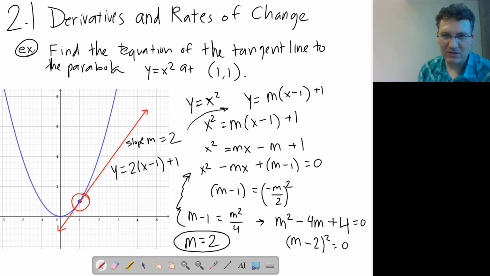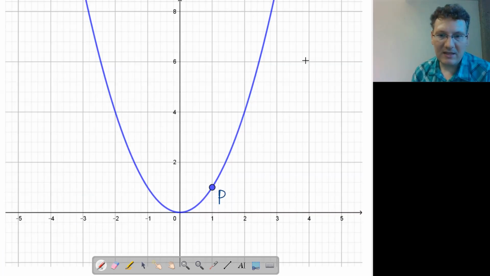Okay, so we can find the equation using algebra, but I want to propose we do this using this new tool that we have, limits, and see if this is going to do us a lot better. And let's look at how we would do that with limits. So using limits, you want to think about this point P and take some other point that's on the parabola, call it Q. We know that P is at the point (1, 1).